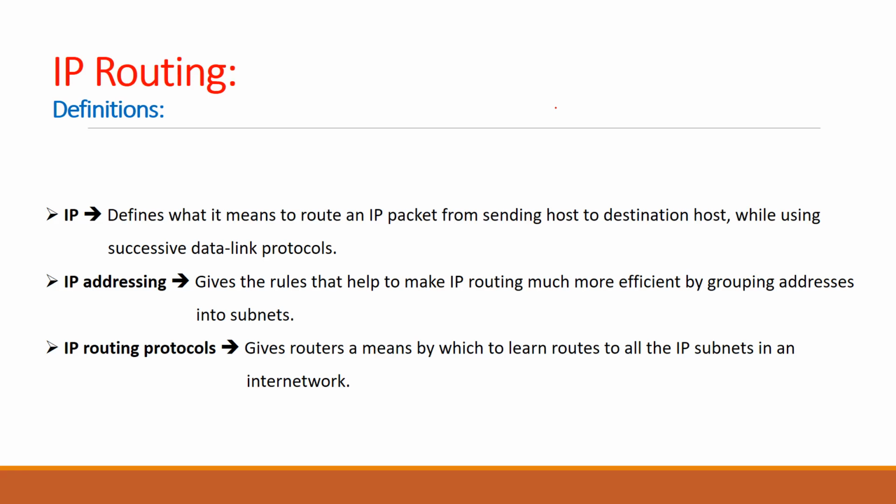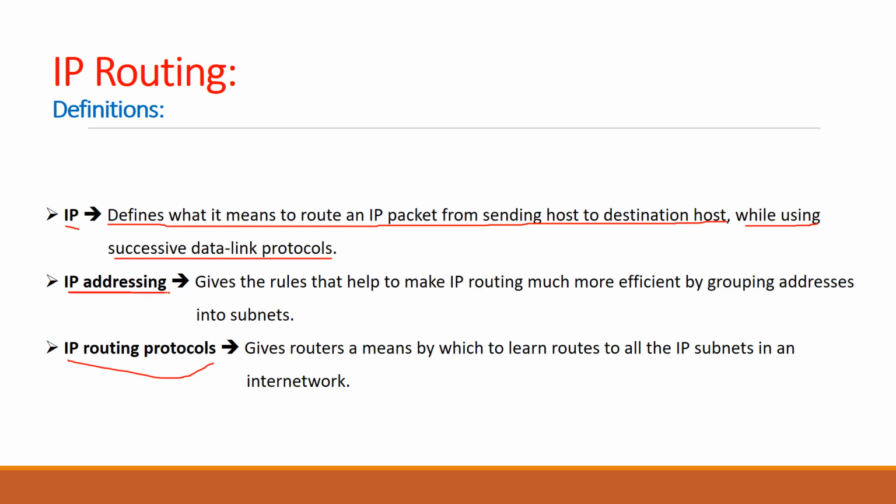So let's define three definitions for these three things: the IP, the IP addressing, and the IP routing protocol. What is IP or Internet Protocol? It defines what it means to route an IP packet from sending host to destination host while using successive data link protocols.